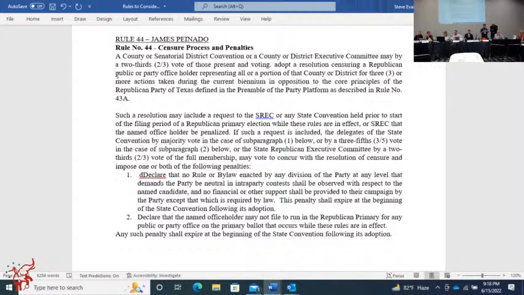Is this substituted language for Rule 44? This is so substantial, it doesn't appear to be an amendment. James, it looks like it's a full substitution. I want to understand what it is you're trying to do.